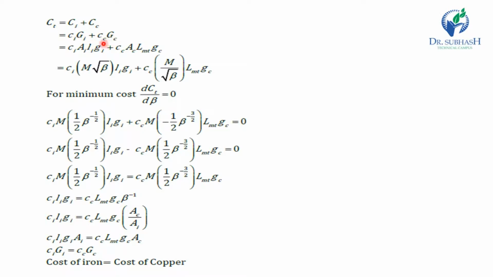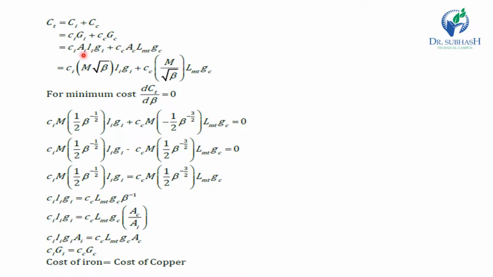Now in this equation, Gi is the total weight. Small gi is the specific weight of iron and small gc is the specific weight of copper. If we multiply total volume with the specific weight, we get the total weight of any material. So for iron the specific weight is gi and the total volume is Ai into Li, and for copper gc is the specific weight and the total volume is Ac into Lmt. So we get the total weight for iron and copper. Here is the equation.